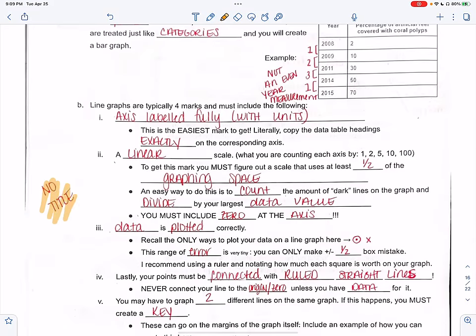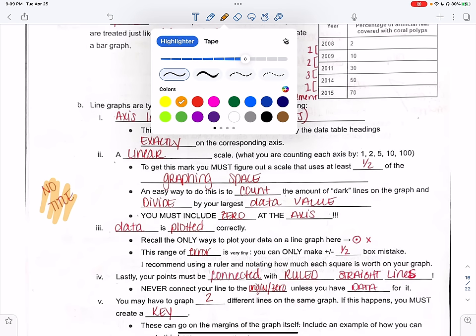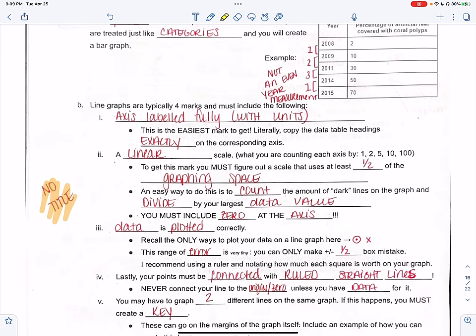Know what titles. These do not require titles. Typically four marks and the following. You need axes labeled fully. You're going to do that identically to what Cambridge gives you. Whatever they write, you are copying. This is your time to plagiarize. So whatever they give you, you also duplicate, copied exactly. A linear scale, which means you're counting evenly.